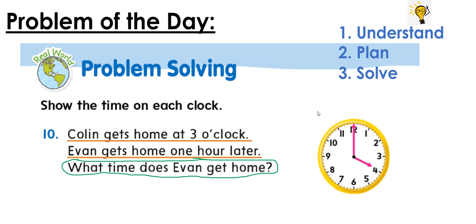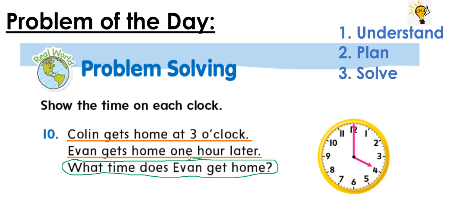Let's see the problem of the day. Now remember, when we have problem solving, we need to do 3 steps. Step number 1 is to understand, step number 2 to plan, and step number 3 to solve. So let's start. The problem says Colin gets home at 3 o'clock. Evan gets home 1 hour later. What time does Evan get home?